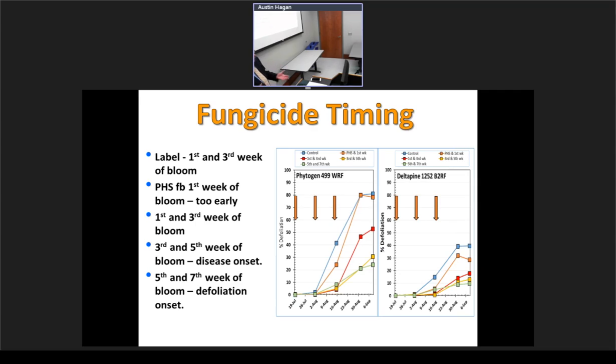With fungicide, timing is another issue that we're trying to resolve. If you look at the labels of the products that are out there, they state the application should be made at the 1st and 3rd week of bloom.